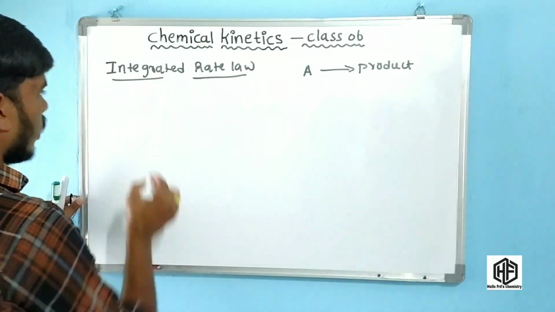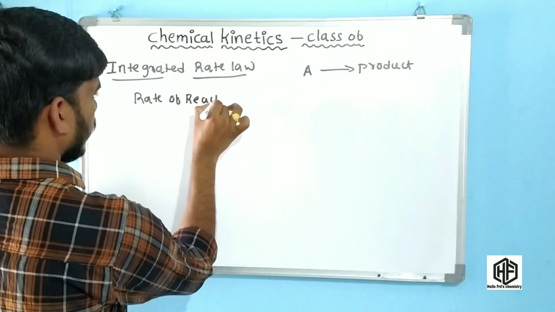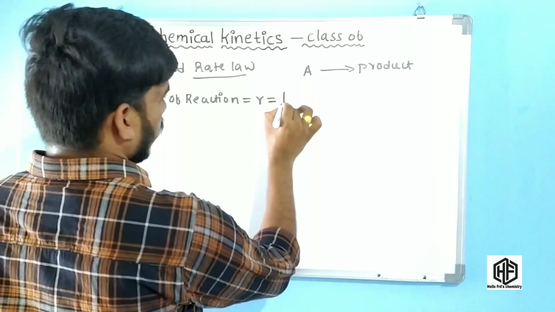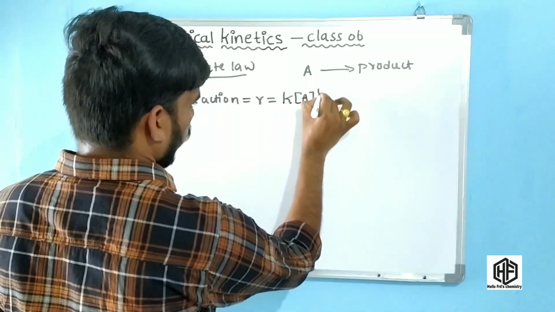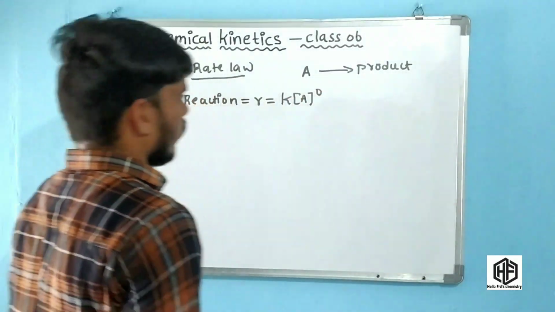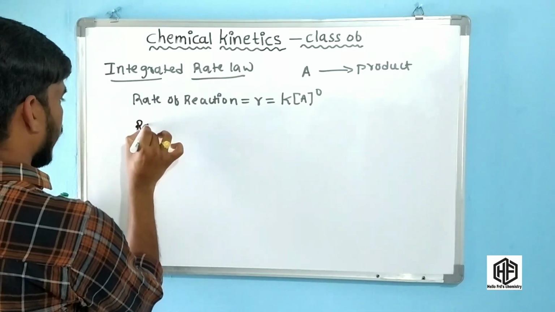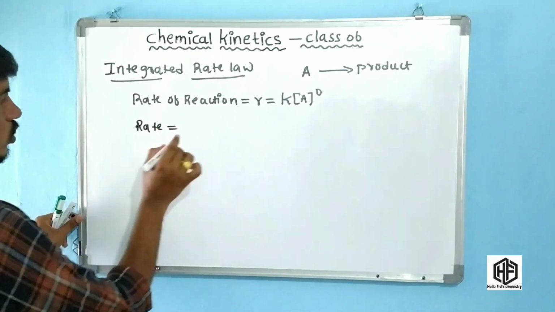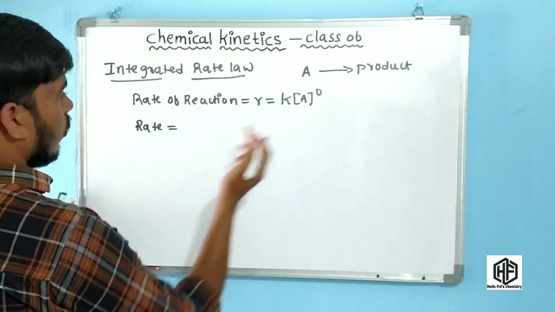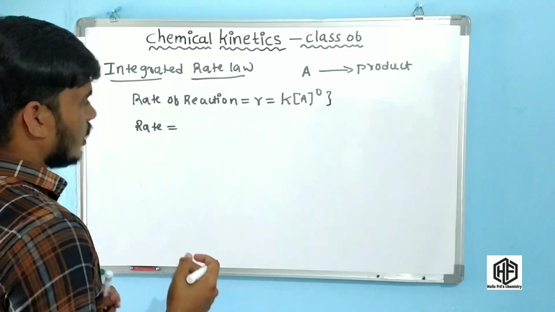Friends, in this reaction, what is the rate of reaction? I represent the rate of reaction by R. R is equal to K into concentration of A power 0. This is the rate of reaction, but in rate law what happens, friends? In the rate law, rate R is equal to K into concentration of A power n. This is the rate law.